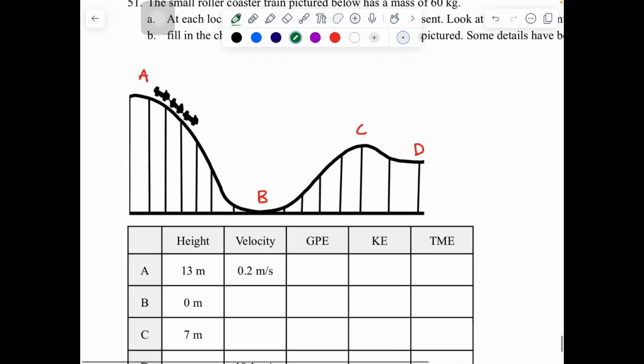At A, we have height and velocity, so we have KE and GPE. At B, we're at the very bottom, just KE. At C, we have KE and GPE, and at D, we have KE and GPE.